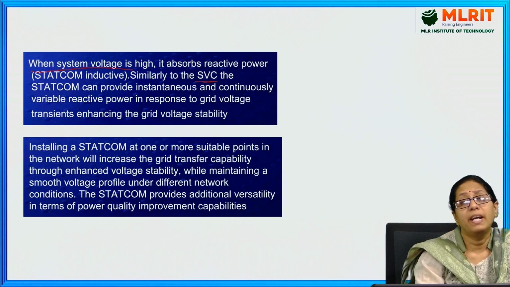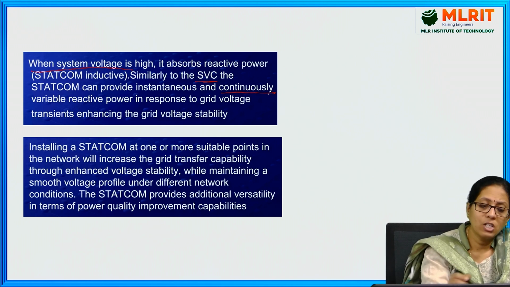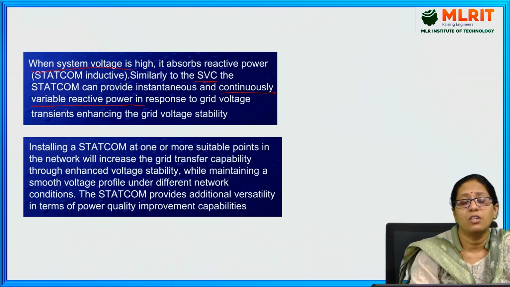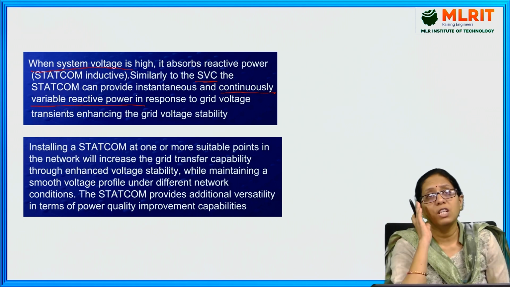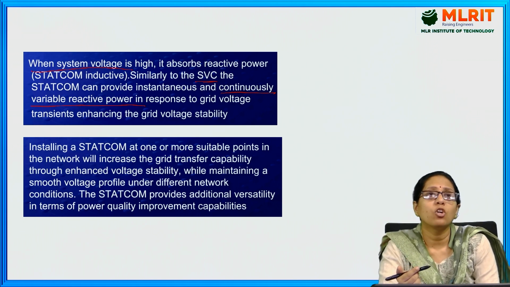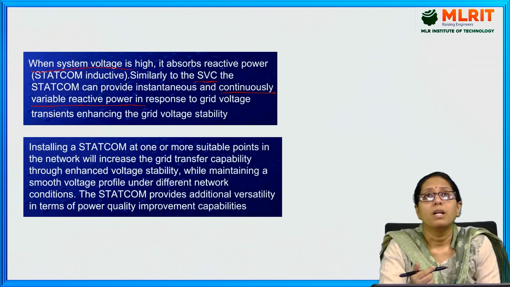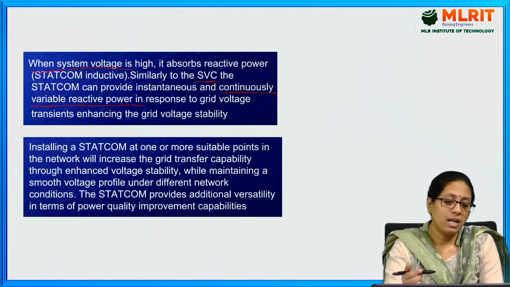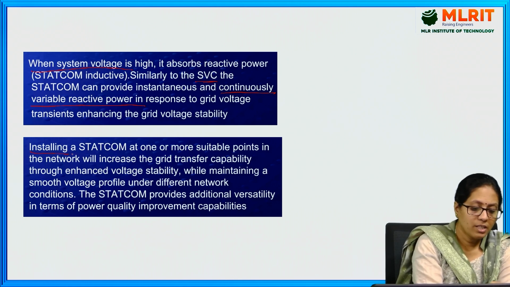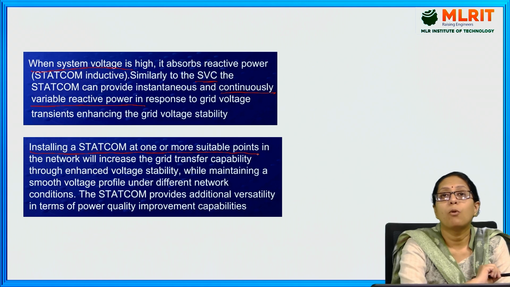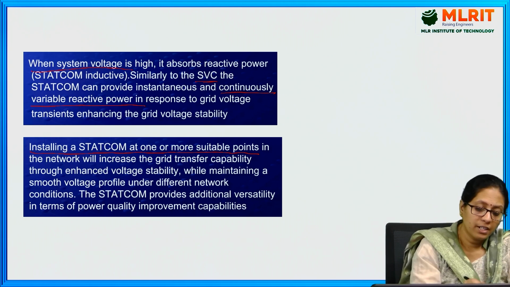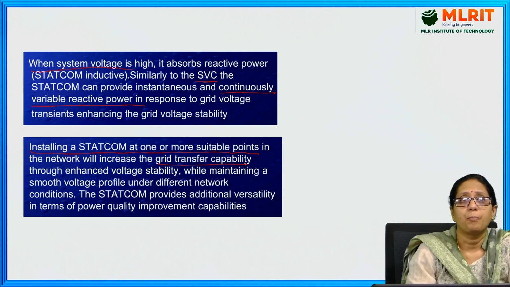STATCOM can also provide instantaneous and continuously variable reactive power in response to grid voltage transients. That means if the grid voltage is being changed frequently, based on the grid voltage, the STATCOM can compensate. So by installing the STATCOM at one or more suitable points, that means the STATCOM can be placed at one or more number of points in a network, in order to increase the grid transfer capability.